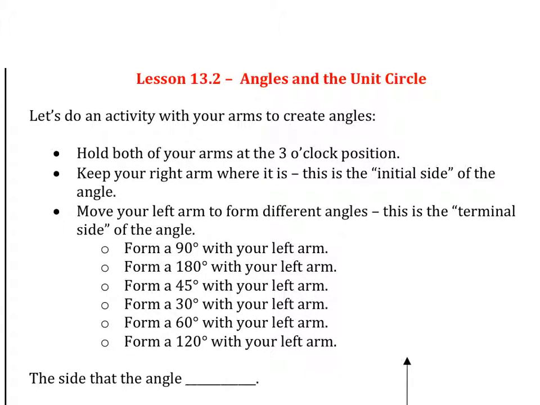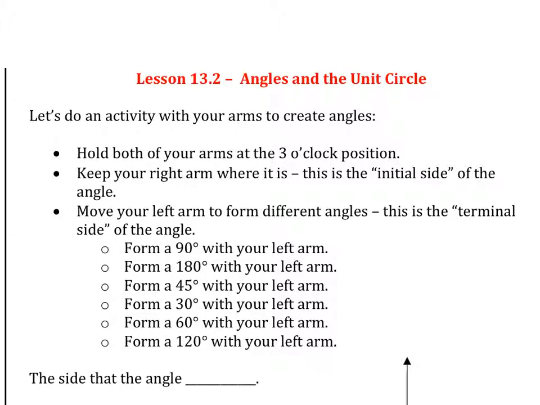Okay, so you're going to keep your right arm wherever it is, and that is called the initial side. So this side does not move. And then you're going to move your left arm to whichever angle I tell you. First, show me 90 degrees with your arm. And then 180 degrees.